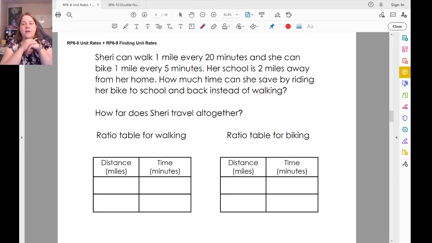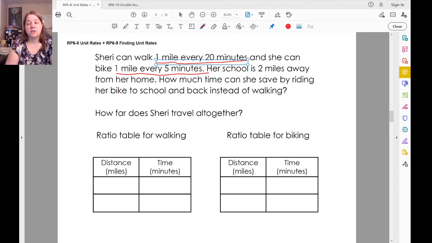Then we've got Sherry. Sherry can walk 1 mile every 20 minutes. That sounds important. I'm going to underline it. 1 mile every 20 minutes. She can bike 1 mile every 5 minutes. Seems about right. Her school is 2 miles away from home. How much time can she save by riding her bike to school and back instead of walking? And then how far does Sherry travel altogether?